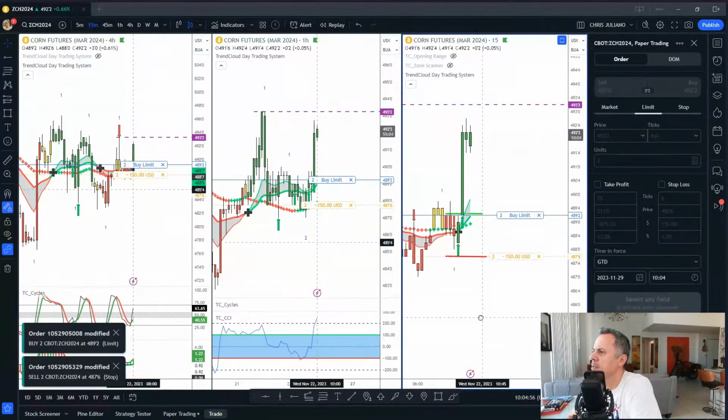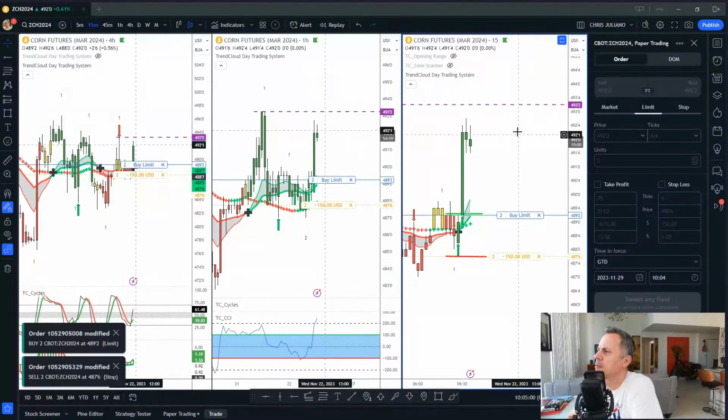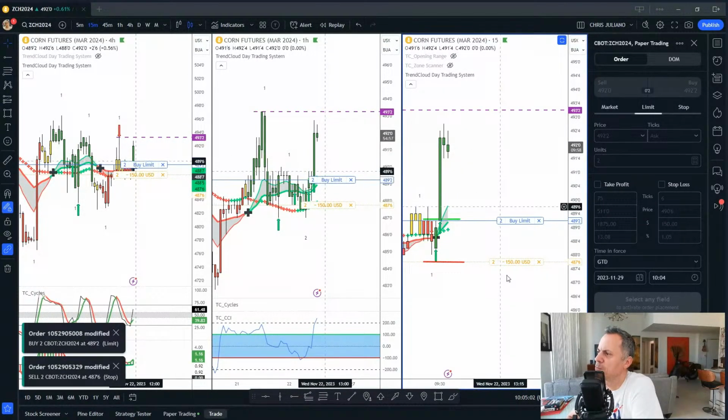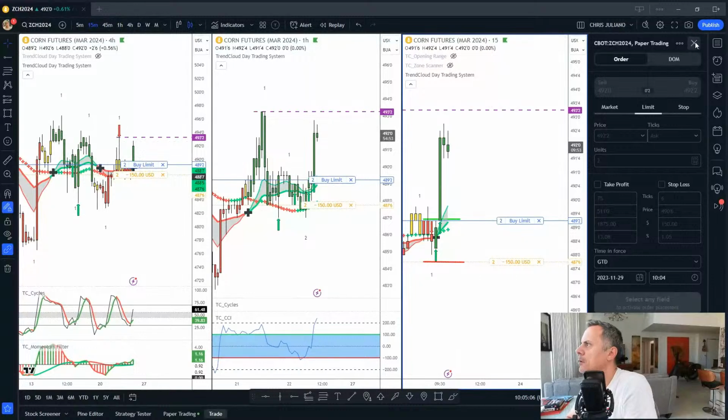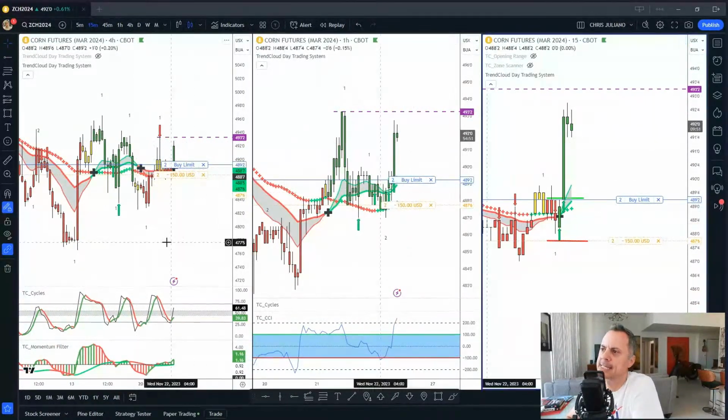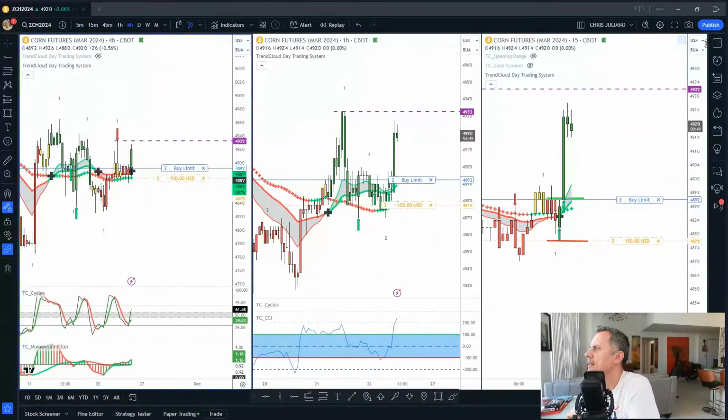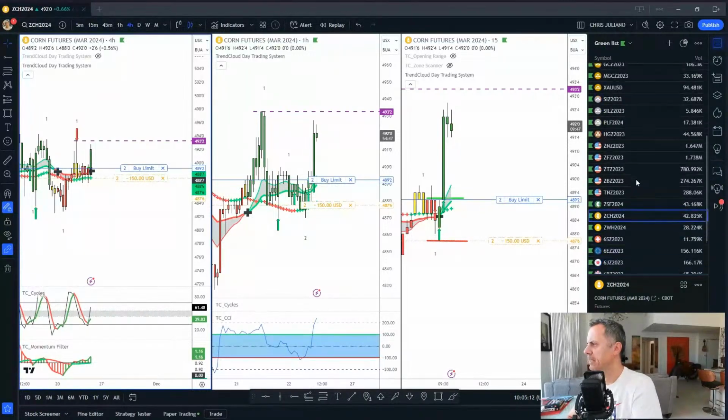Two contracts right there. Pulls back down. Two contracts, $150 risk. We can scale out of that position now. Very nice. I like it. Looking good.